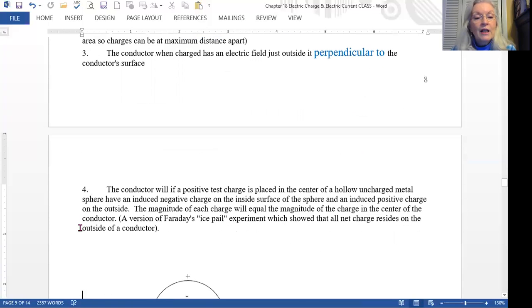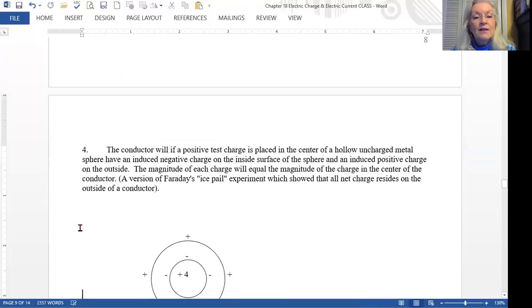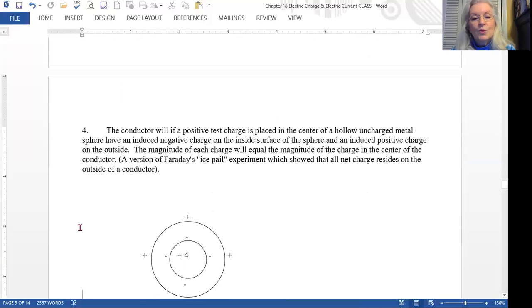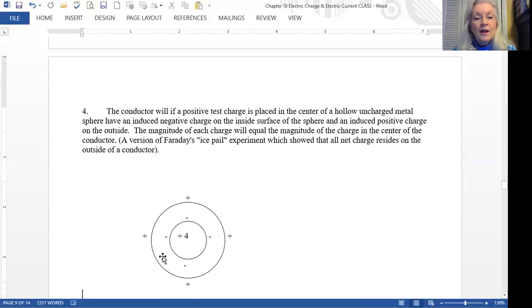Let's look at another example real quick. This is a sort of simple version of what's called Faraday's ice pail. So if you have a metal container, that's what this represents, and hollow on the inside. So this nested set of circles would represent the walls of a container, hollow in the middle. And you put a +4 positive charge suspended in the middle of your container, in the hollow spot.